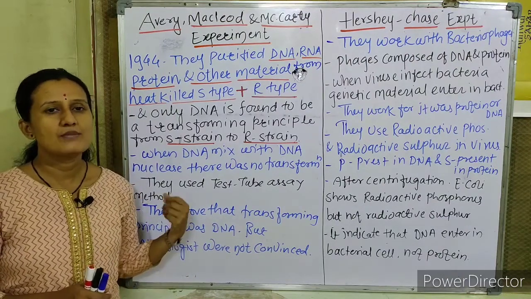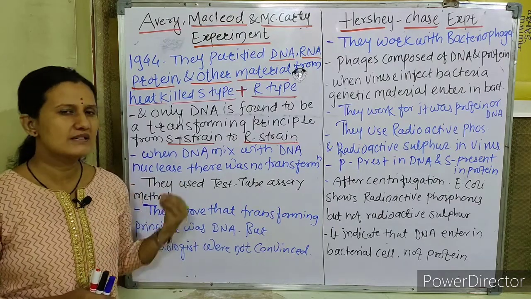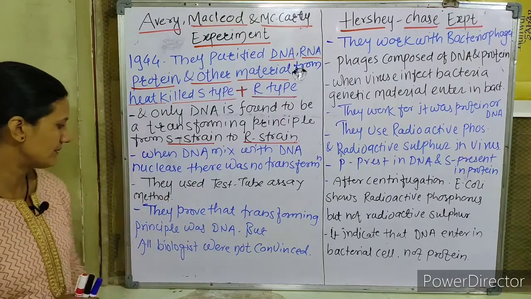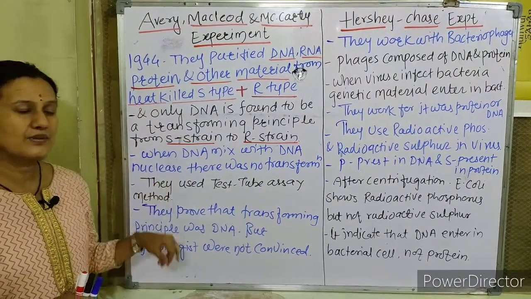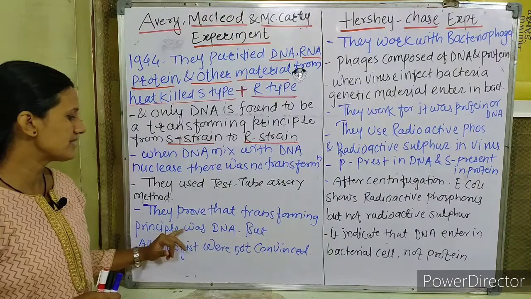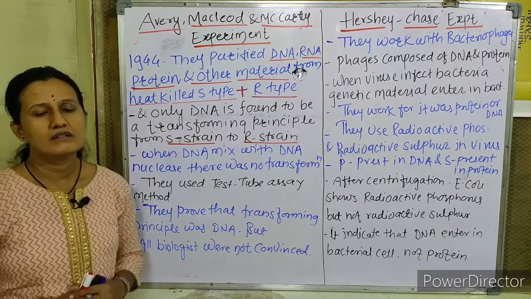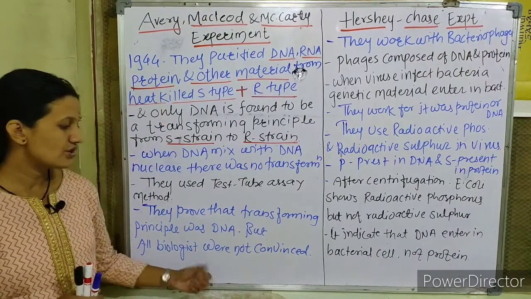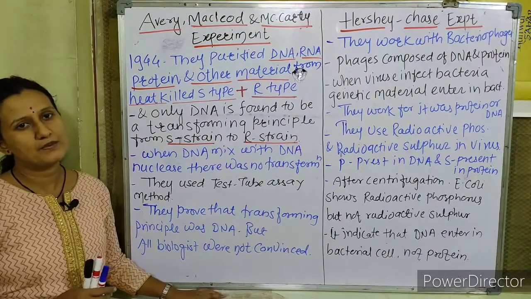And when this enzyme only affected the DNA, that means DNA is the material which is transferred from heat killed S type to R type. And this experiment proves that the transforming principle was DNA, but not all biologists were convinced with their experiment.